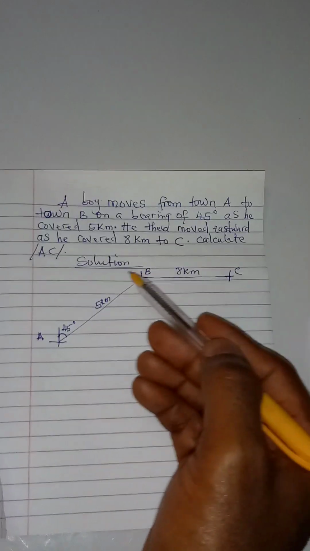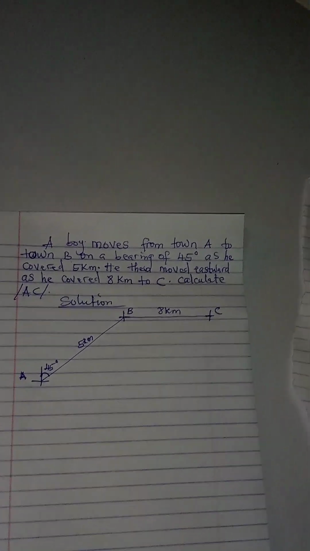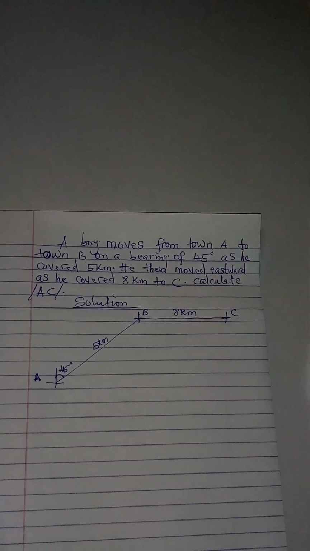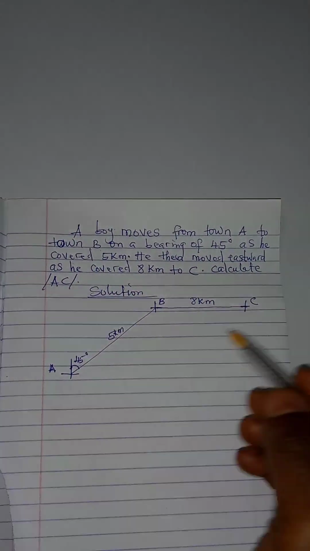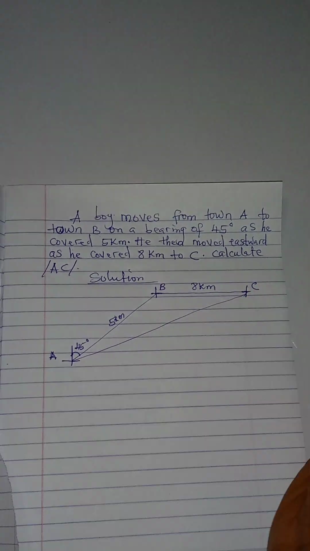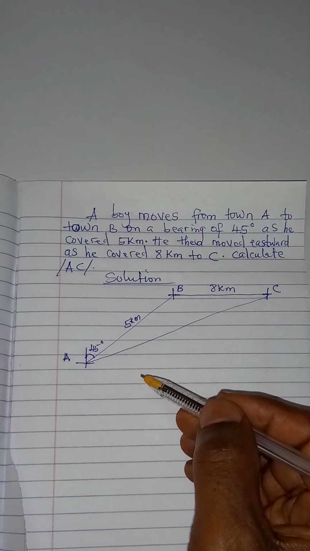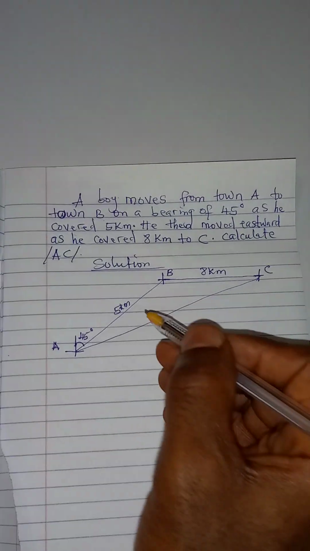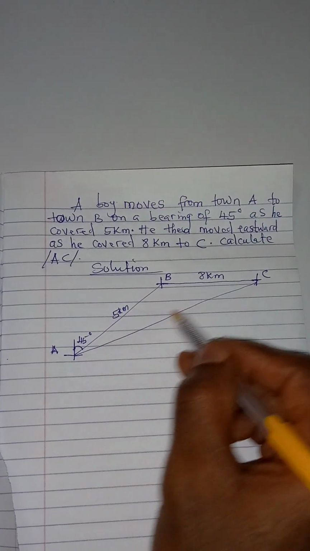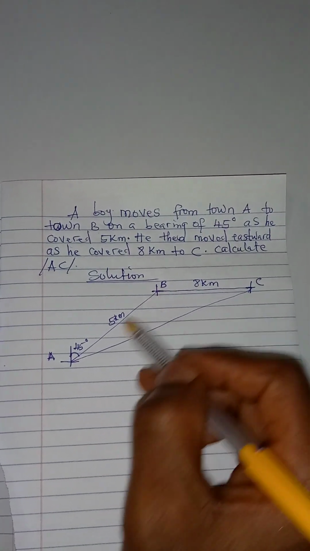And the question is saying that we should calculate the distance AC. That means we should calculate the distance from A to C. So it's better you join A and C together so that you have a closed triangle. We don't know any of the angles here, so we need to know this interior angle here.